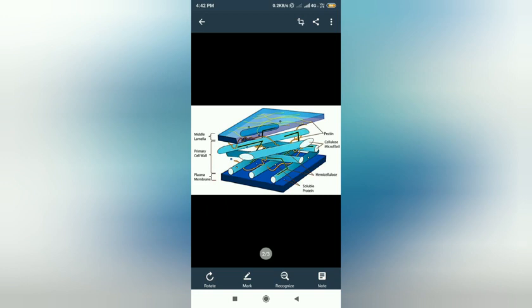Then after the middle lamella there is the primary cell wall. The primary cell wall is generally a thin, flexible and extensible layer formed while the cell is growing. It's only found in meristematic cells. It's not seen in permanent cells. Then after the primary cell wall there is the secondary cell wall, which is thicker than the primary cell wall and is formed inside the primary cell wall.